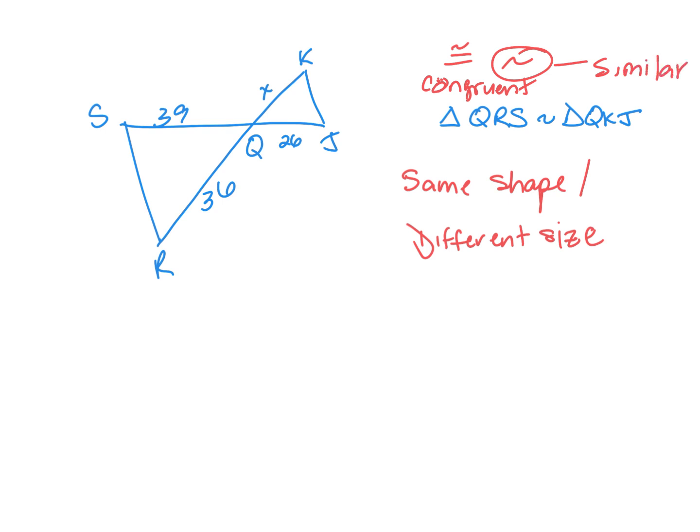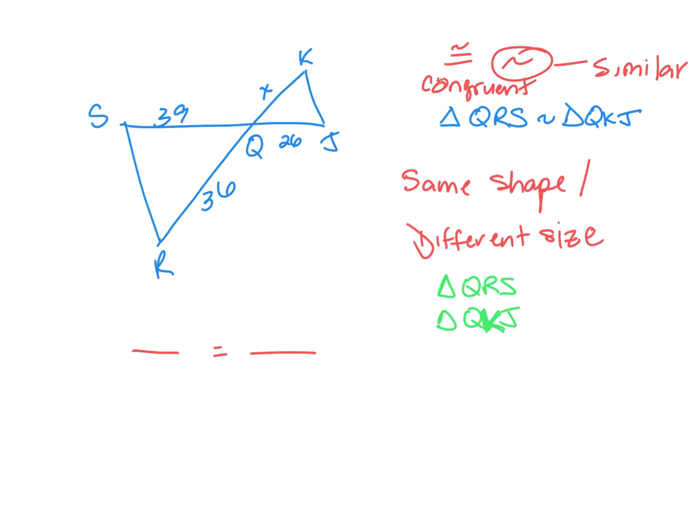The first thing you're going to do is put your similarity statement on top of each other. So we have triangle QRS and triangle QKJ. Everybody understand what I'm doing? Just putting them on top of each other. All right? The next thing you're going to do is set up two fractions. Well, that's what we did the last time I saw you. We did proportions, getting you ready for this lesson, okay?